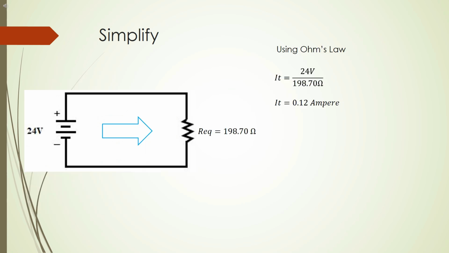Now we have simplified the circuit into one resistor only. This equivalent circuit means that no matter how complex the circuit, the voltage source only sees the equivalent resistor as its load. Now that we have simplified the circuit, we can compute the total current supplied by the source. By applying Ohm's law, we can solve the total current to be 0.12 ampere. Now let us rebuild the circuit.